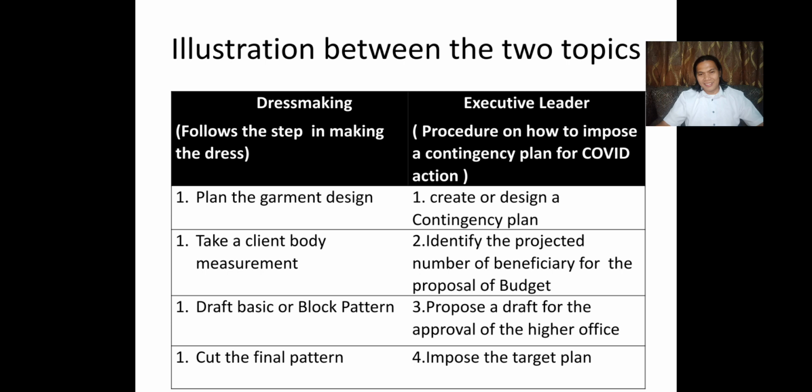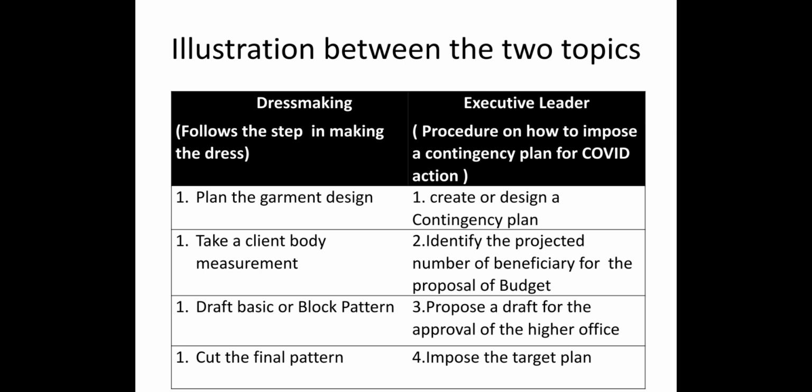For the executive leader, we have to follow some procedures. The first, to create or design a contingency plan. Second, we have to identify the projected number of beneficiaries for the proposal of the budget. And the third one, we must propose a draft for the approval of the higher office. And last, we have to impose the target plan of our contingency action.